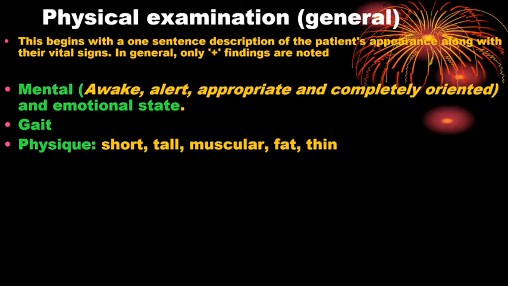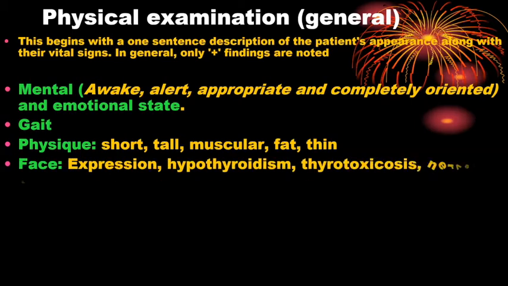A patient may be overweight, fat, or obese, and this could be due to a disease. For example, a patient with Cushing syndrome may have central obesity, or the patient may look thin, and this could be due to a disease like malabsorption, or maybe even due to malignancy.